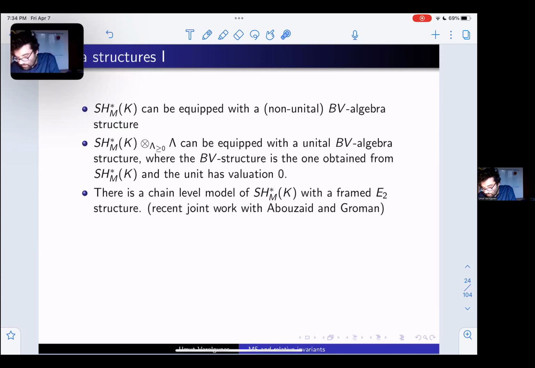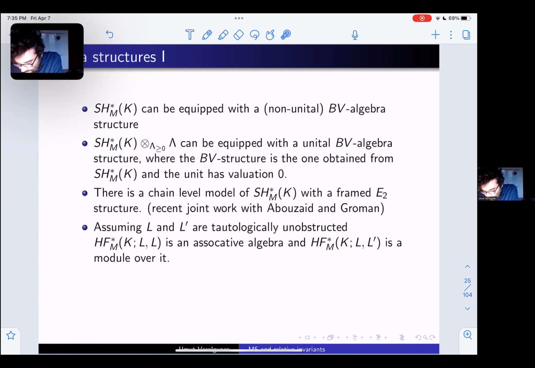Yes, of course. I just wrote them in kind of increasing amount of structure. Yes, of course, this is the chain level statement, and this is the homology level statement. This is the chain level version of that homology level statement, so it's a stronger thing. Yes, I agree.